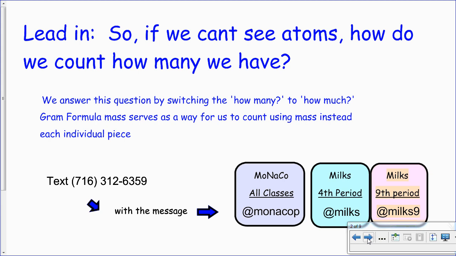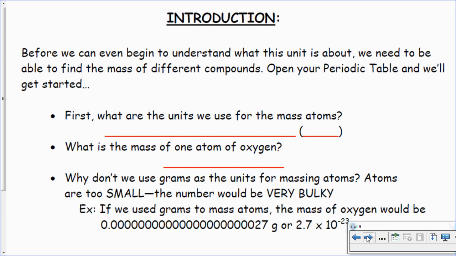We're talking about atoms. If we can't see them, how can we count how many we've got? Well, we answer this question by switching the how many to how much, because in a lab, you got to put things on a scale or to a ruler or in a graduated cylinder in order to measure them. So this gram formula mass relates the mass of a chemical compound to the elements and atoms and ratios of them that are in the chemical's formula. So that's what we're going to be working with there. We're going to be seeing how much a chemical formula would weigh if we put it on a scale using formula mass and gram formula mass.